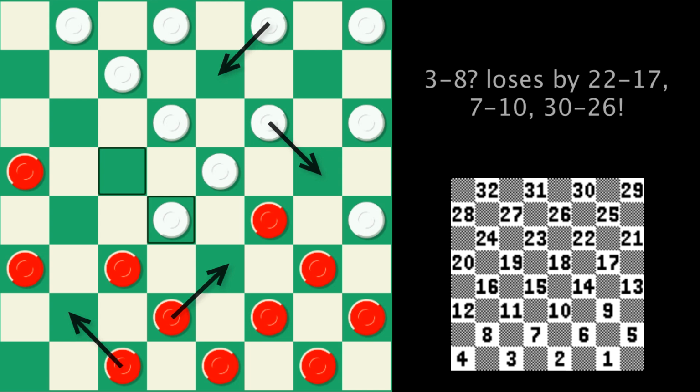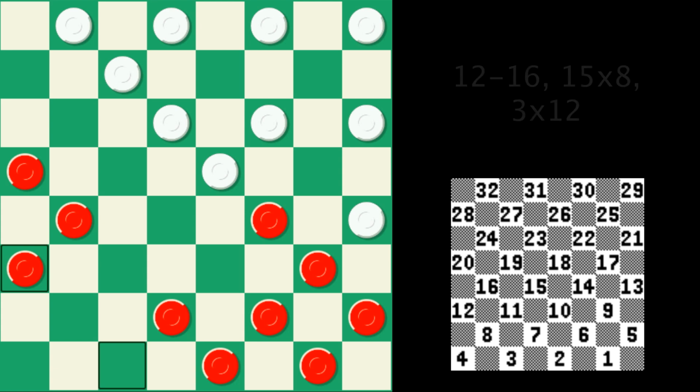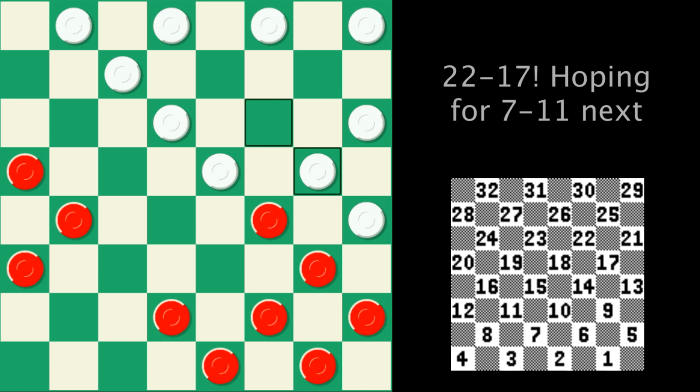So instead of the losing 3-8, red is going to allow the exchange by playing 12-16 next. Now, 29-25 can be played next, and that was actually played by Don Lafferty against Jim Morrison in the 1986 World Championship match. But this 22-17 move, which is played in this game, is also very strong and attacks the piece immediately on 14 and also encourages 7-11 to be played next.